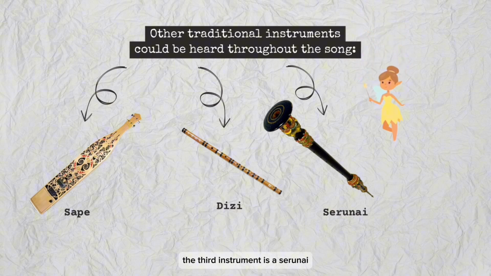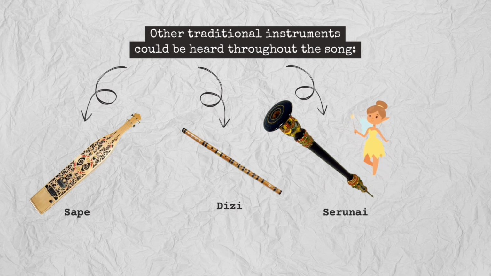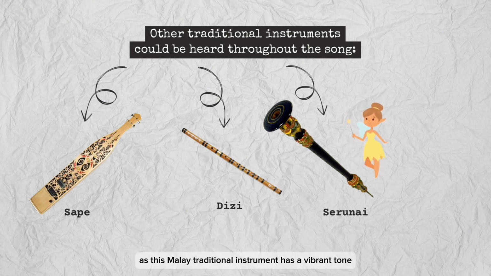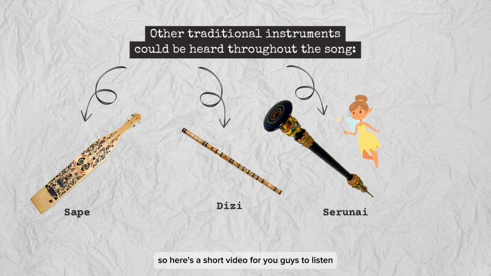The third instrument is a serenai. From 6 minutes 4 seconds to around 6 minutes 30 seconds, the instrument serenai can be heard clearly. This Malay traditional instrument has a vibrant tone and is commonly used in ceremonial contexts. It is also an aerophone, so here's a short video for you guys to listen to what exactly serenai sounds like.